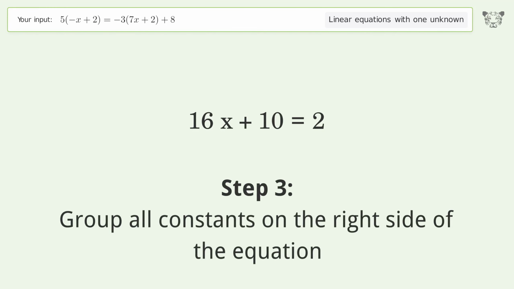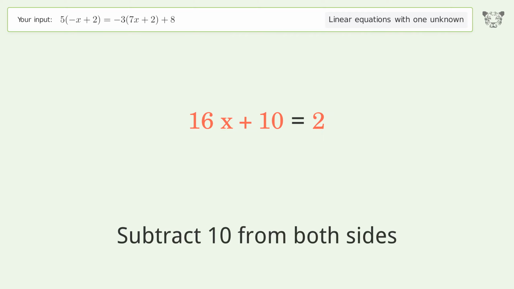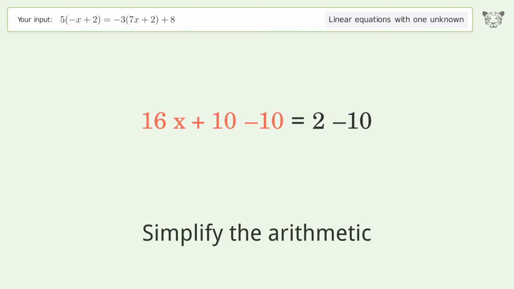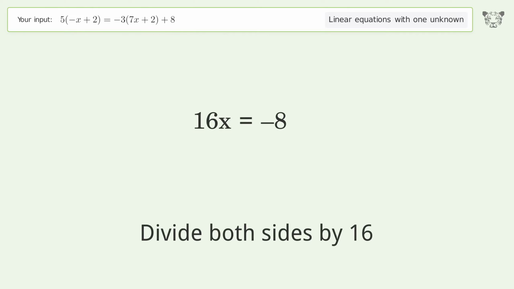Group all constants on the right side of the equation. Subtract 10 from both sides. Simplify the arithmetic. Isolate the x. Divide both sides by 16.